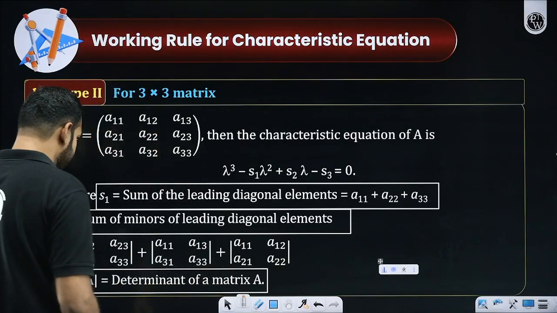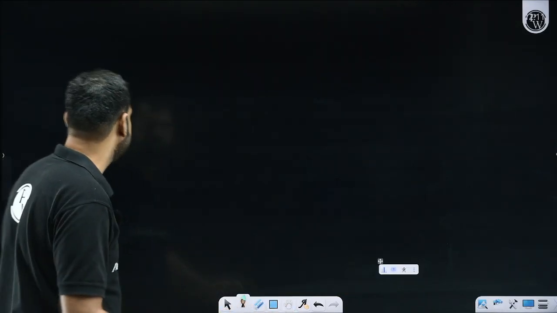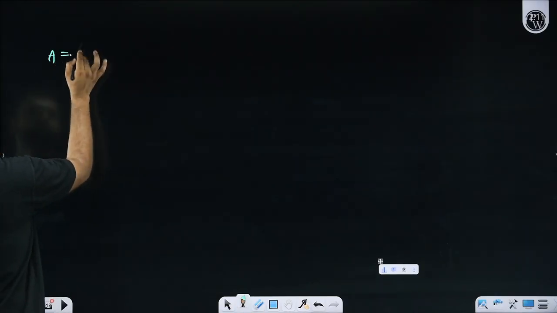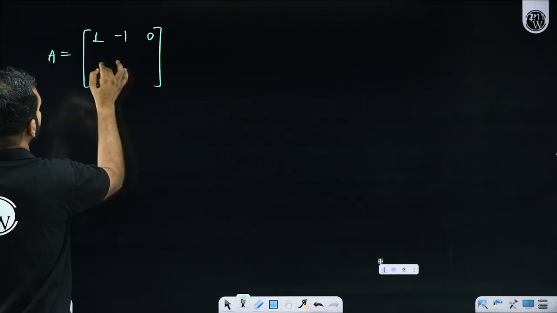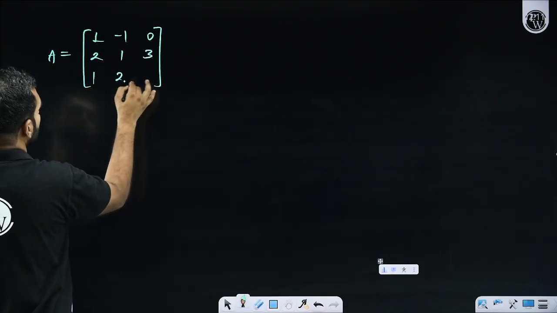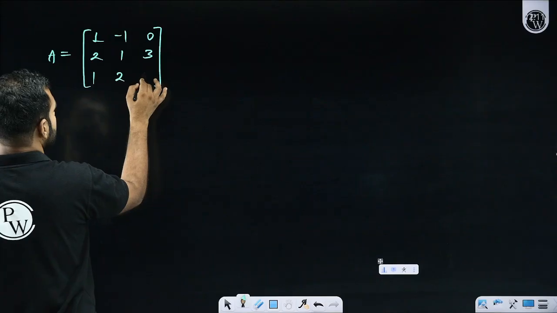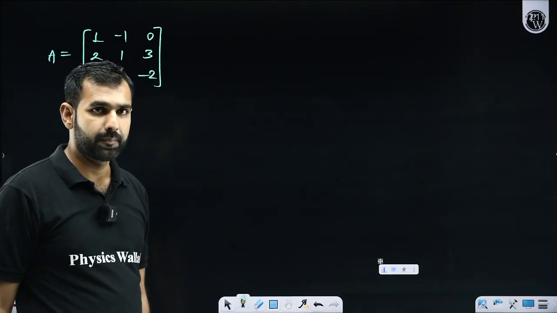First of all, let me do that so that you don't get confused and you have this thing with yourself. So let's say there is a matrix A, which is a 3 by 3 matrix. Some really simple values I'll take: 1, minus 1, 0, 2, 1, 3, and then 1, 2, and let's say minus 2. Are you okay with that? Are you okay with that, everyone?